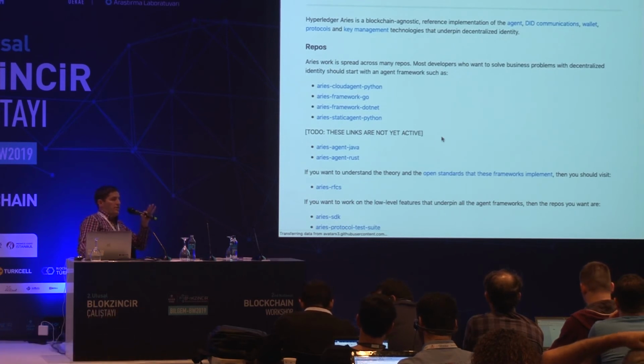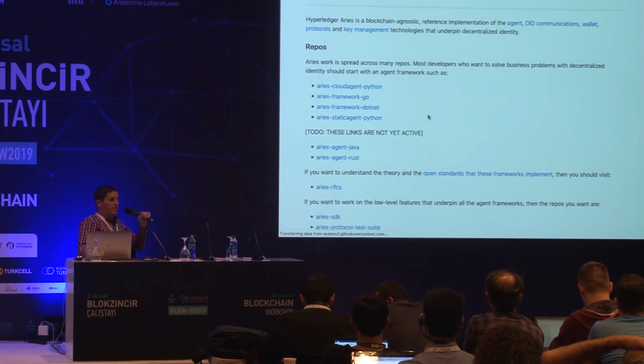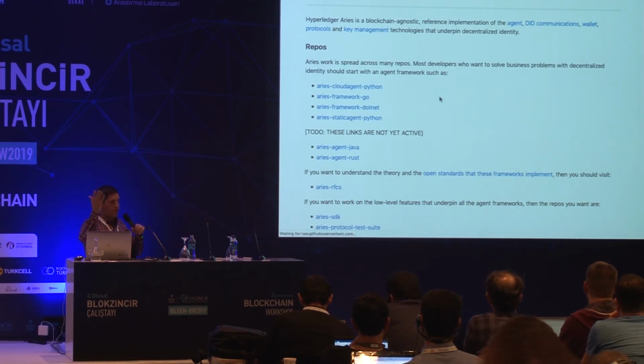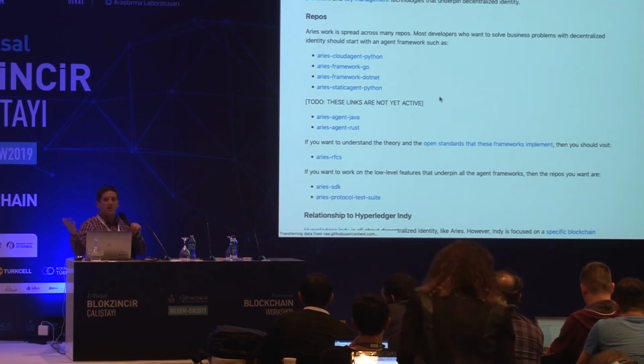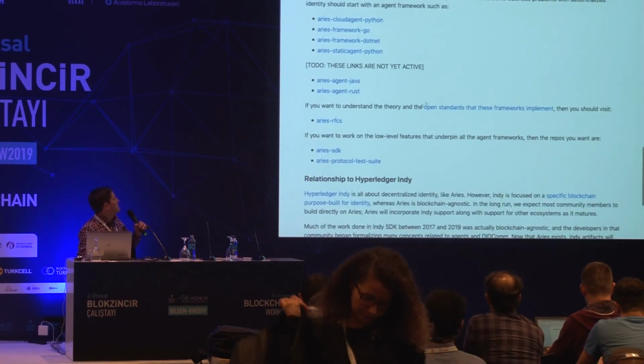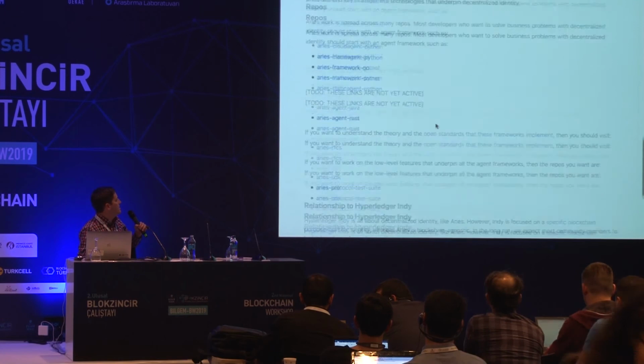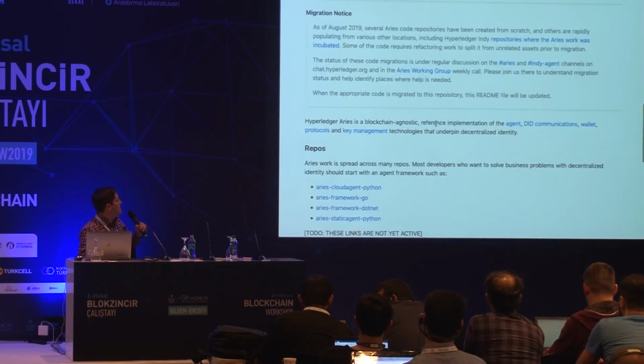So you have what's called the Aries framework, and then there's the Aries cloud agent, static agent. A static agent is interesting. Think of it as like an API. It never changes. It always returns the same results, but you might want an agent that does that. It's, believe it or not, quite common, which surprised me. Anyway.